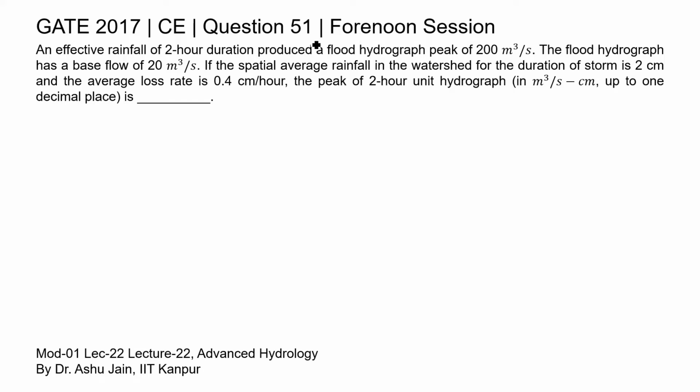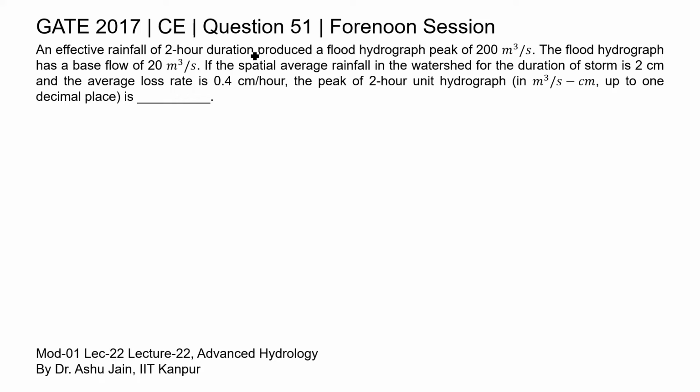This is question 51 of civil engineering paper of GATE 2017 forenoon session. An effective rainfall of 2-hour duration produced a flood hydrograph peak of 200 meter cube per second. The flood hydrograph has a base flow of 20 meter cube per second. If the spatial average rainfall in the watershed for the duration of a storm is 2 centimeter and the average loss rate is 0.4 centimeter per hour, the peak of 2-hour unit hydrograph is.